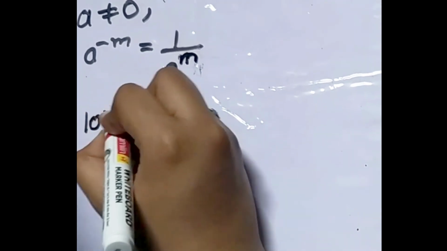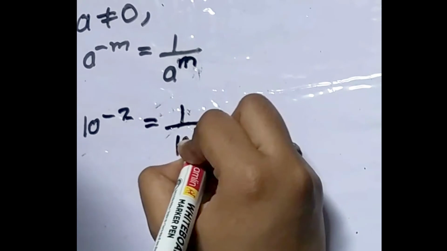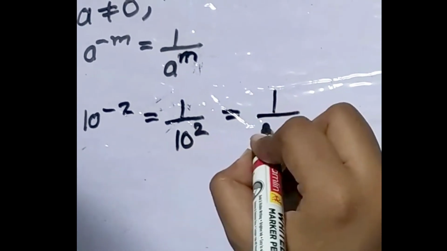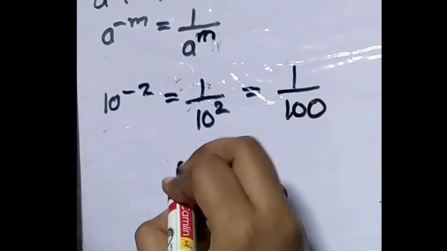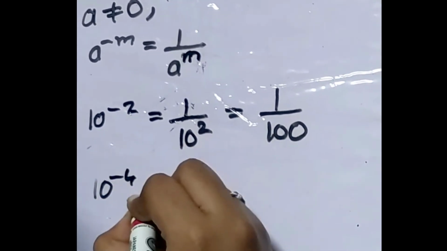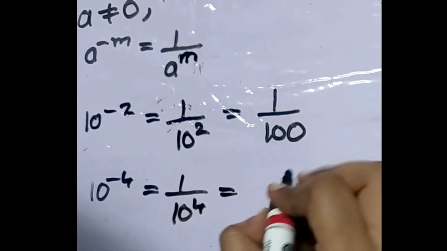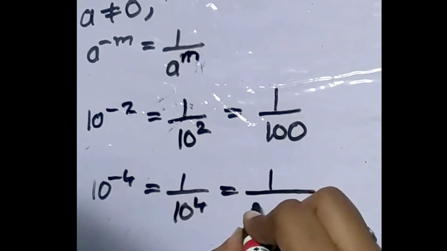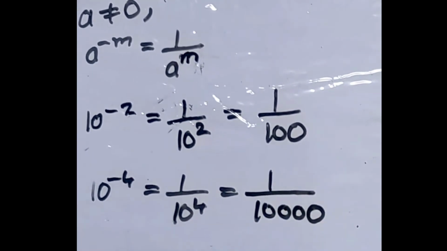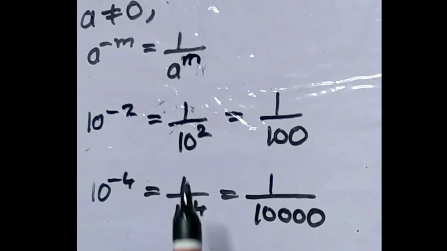10 raised to minus 2 is equal to 1 upon 10 raised to 2. So which is equal to what? 1 upon 10 raised to 2 means 1 upon 100. Now 10 raised to minus 4 will be 1 upon 10 raised to 4, which is equal to 1 upon 10,000. Okay. So this is how you can use this rule for examples.